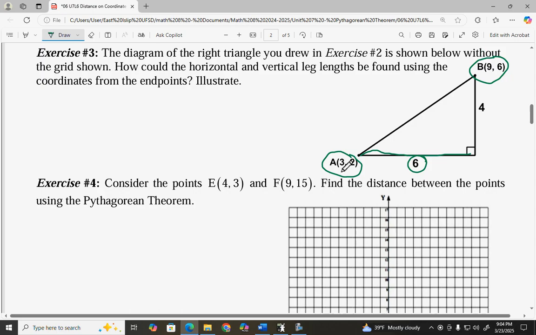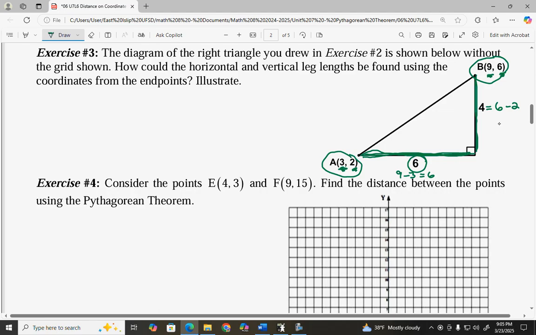Take a look at these numbers. So this is a 3 in the X spot. This is a 9 in the X spot. Do you see that if I do 9 minus 3, I get 6, right? And the reason why I use the X numbers is because this is horizontal. This goes like along the X axis. When I want to find this 4, now look at the Y numbers. Look at this Y and look at that Y. Isn't 6 minus 2 equal to 4?